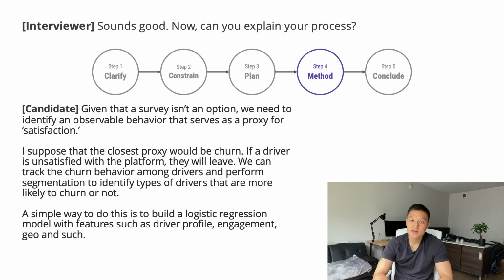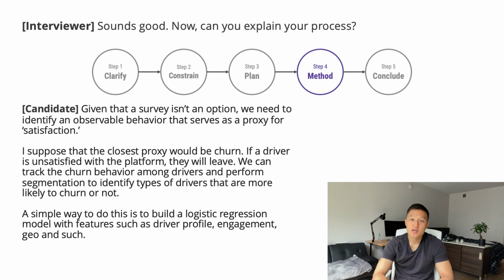So essentially, the candidate first links satisfaction to a proxy behavior. In this case, it's going to be churn. And the reason why you may want to use a proxy label is because, as the interviewer mentioned, you cannot really use a survey. So you need to think about what could be the closest behavior that represents satisfaction, and in this case, it's going to be churn.